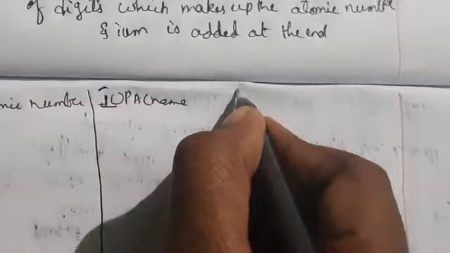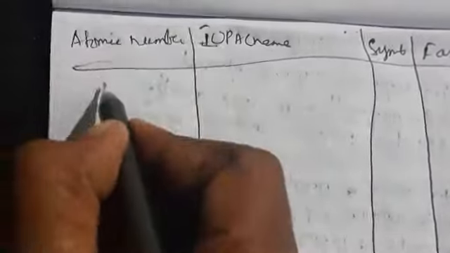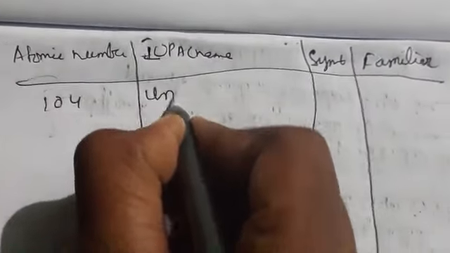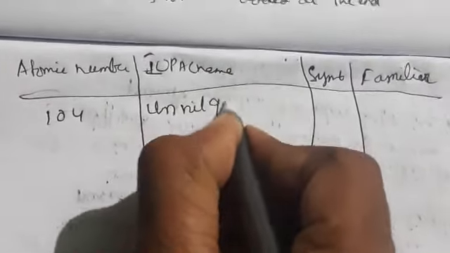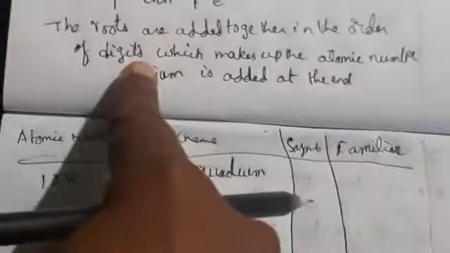Here we have the atomic number, the IUPAC name, the symbol, and the familiar name. If you take atomic number 104, it gives un, nil, quad, and then -ium is added at the end: unnilquadium.